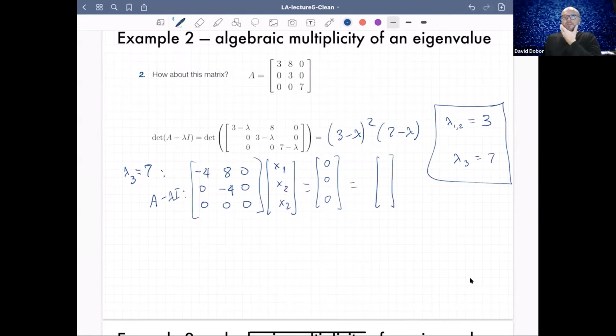Okay, so what's the answer? What's the free variable? x3. So let's set it to 1. I could have set it to 10, but let's set it to 1. Then what does the second one have to be? 0. And how about the first one?